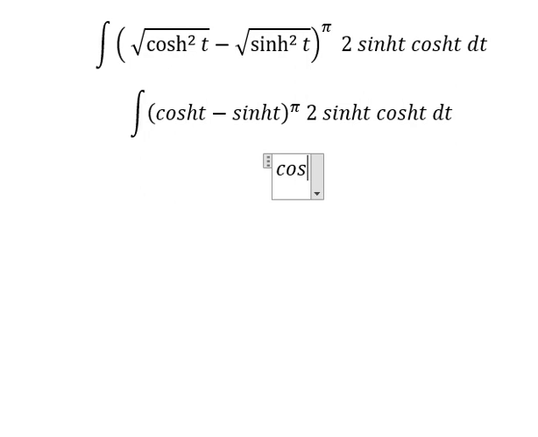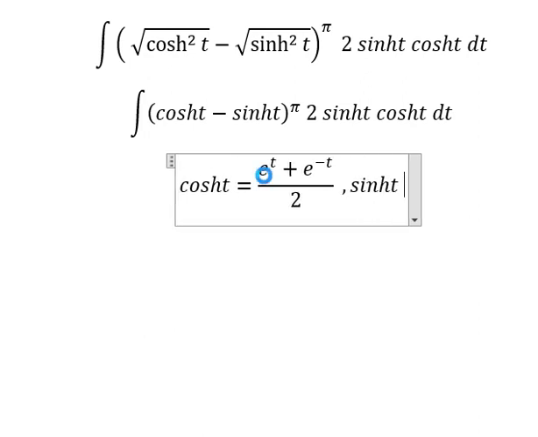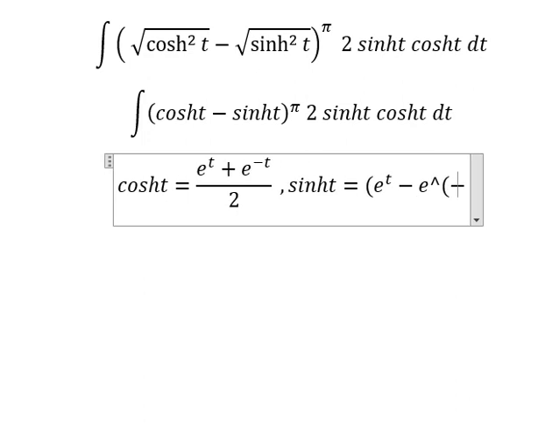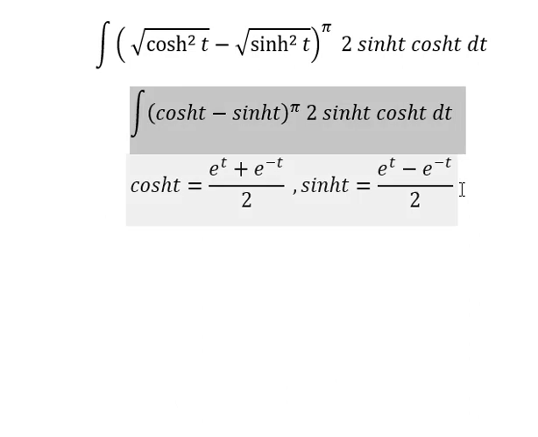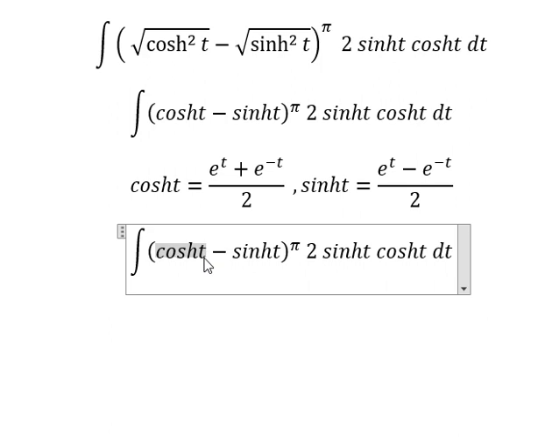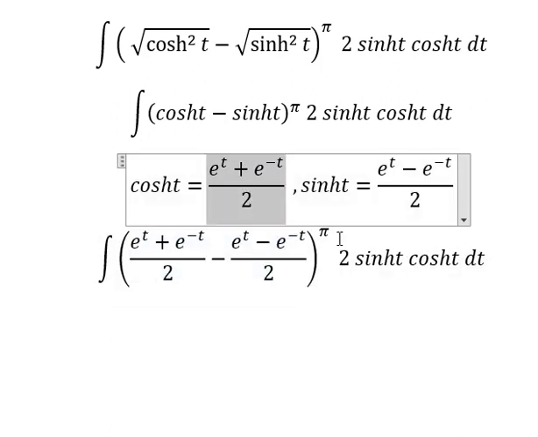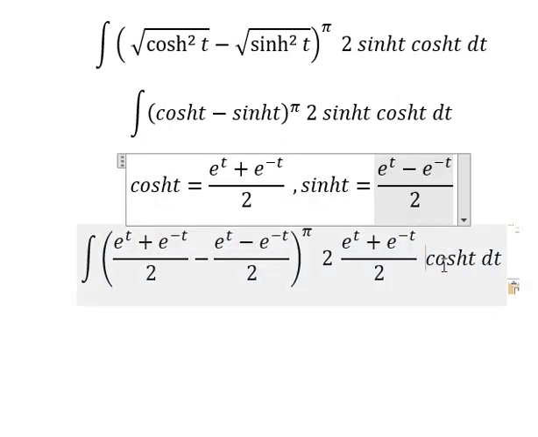Cos t is about e to the power of t plus e to the power of negative t over number 2. Sin t is about e to the power of t minus e to the power of negative t over number 2. So this one I will put in here. This one I will put in here. This one gone here. And this one gone here.